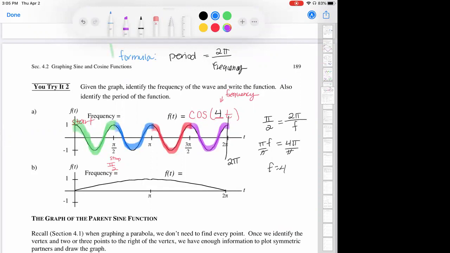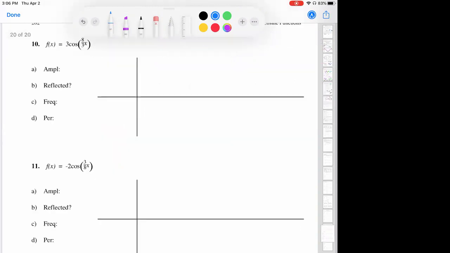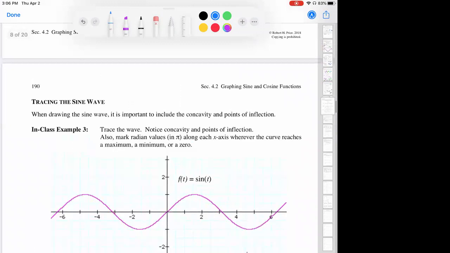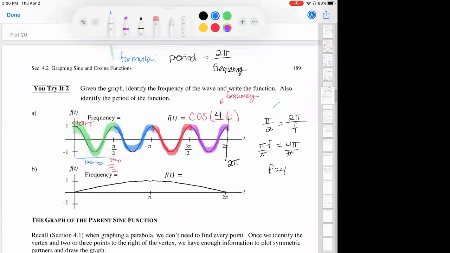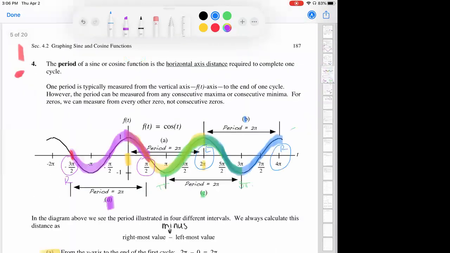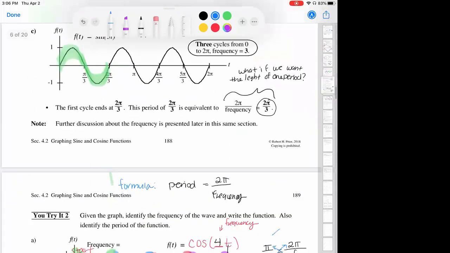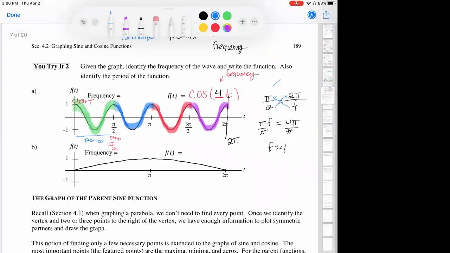That period is equal to 2 pi divided by the frequency. We found the length of one period, which is 2 pi. This right here is our period. And we set it equal to our function. Our period is 2 pi, and we set it equal to 2 pi over our frequency. And then from there, we cross multiply to get 2 times 2 pi, which is 4 pi, equals pi times f. And then we divide to get f by itself.